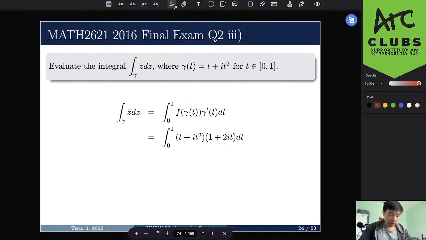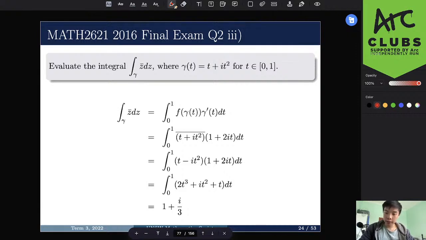And so what we get is the integral of t plus it squared conjugate times 1 plus 2it. So, of course, we can just apply our conjugate first, and then we can multiply these complex numbers. And so what we should get is a cubic, and you should know how to integrate a cubic. And in the end, we should get 1 plus i on 3. So, not too bad.